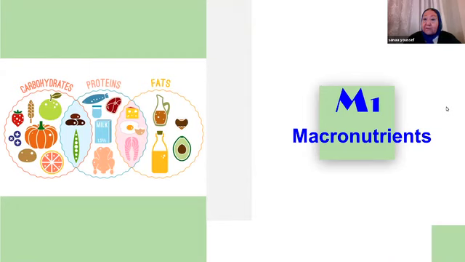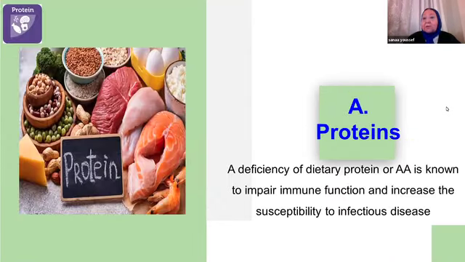We start first with the first M, which is the macronutrients. What does it include? We said it will include A, B, C, A for protein. The deficiency of dietary protein or amino acids is very well known to impair the immune function and increase the susceptibility to infectious disease, because all our antibodies and complements come from the proteins.